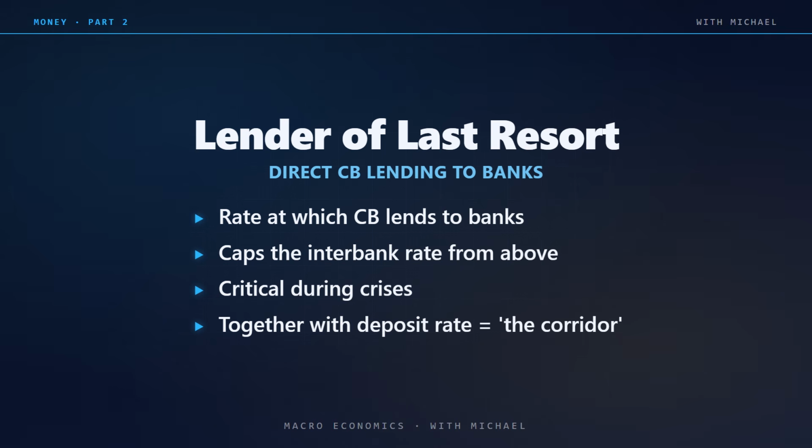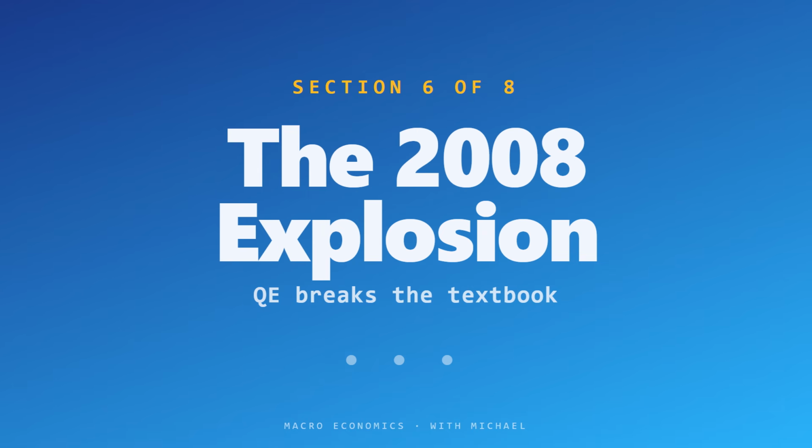Section 6. The 2008 explosion in excess reserves. Now to the dramatic story of the past 15 years. Before 2008, excess reserves in the United States banking system were typically $2 billion. By the end of 2014, they were $2.6 trillion. That is more than a 1,000-fold increase.